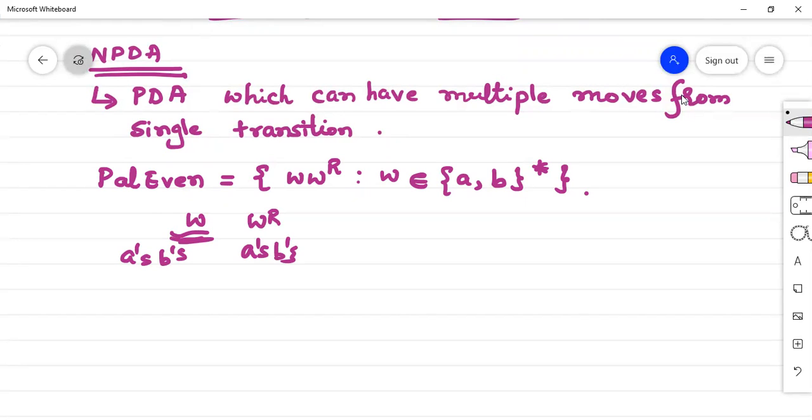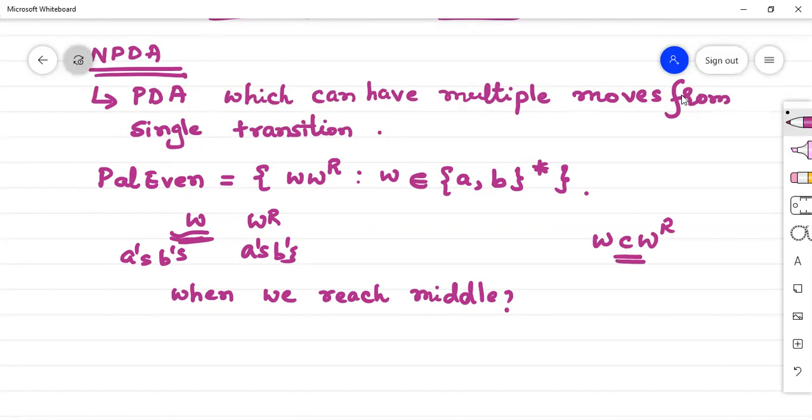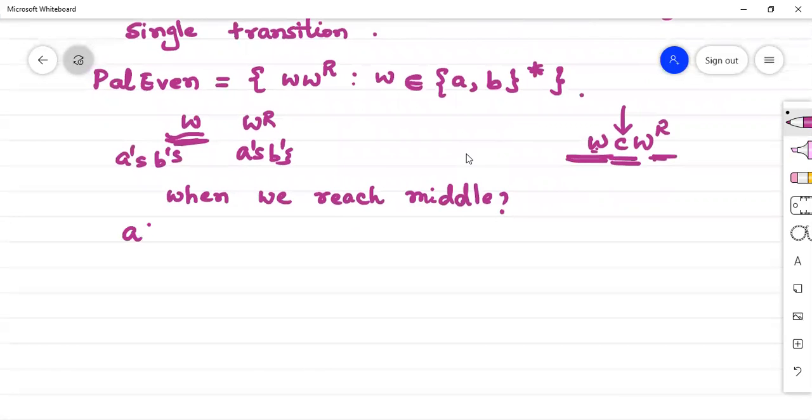Why? It's non-deterministic because we don't know when we reach the middle. See, if it was WCWR, I knew when I reached the middle. C was the marker, isn't it? So you pushed everything which was there in W and then you popped if they are equal with WR. But here, how do I know what is the middle? I don't know what is the middle, right? In ABBA, how do I know what is the middle? ABCBA, I know this is the middle. I mean, when you see through your eyes, but the computer doesn't know what's coming, isn't it? It sees only A. It doesn't know what's coming after that.